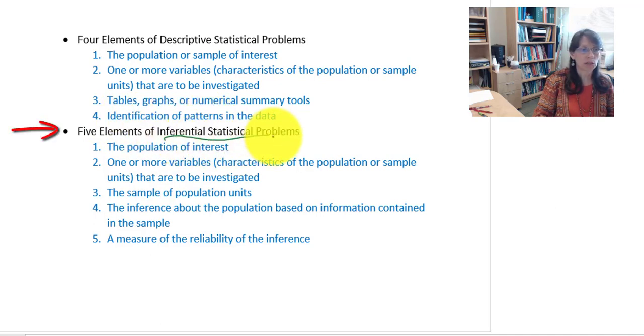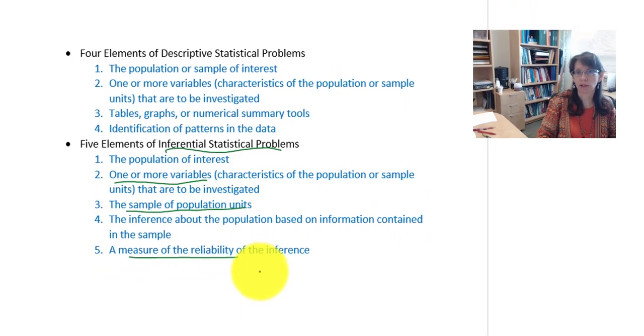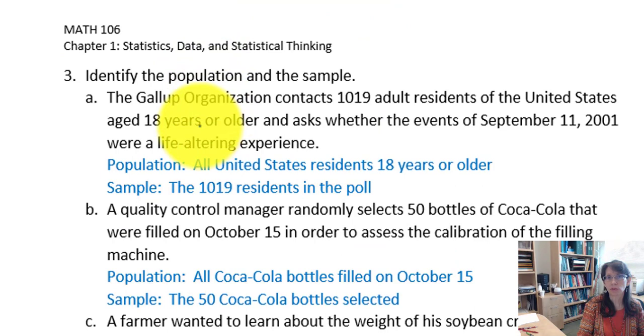For inferential statistical problems, again, we need to have the population of interest. And once the population is identified, we're going to have one or more variables that we will be investigating. Number 3 says that we're going to have a sample of population units. Fourth, we're going to make an inference about the population based on information contained in the sample. And last, we need some measure of reliability for that inference. Let's try to use the new vocabulary now to make some identifications.